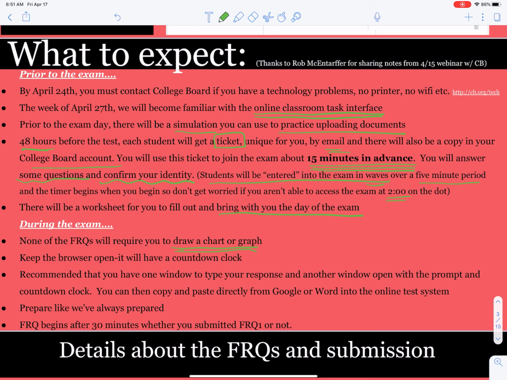Okay, keep your browser open. It will have a countdown clock, just like I put up in our classroom, that will indicate to you how much time you have left until you have to upload your response. It's recommended that you have one window open to type in your response, and then another window open with the prompt and the countdown clock. So you should perhaps open up a Word document or a Google Doc, type your response in there, and then copy and paste it into the online test system. This will reduce the chances of losing your response halfway through if for some reason you lose your internet connection or something like that.